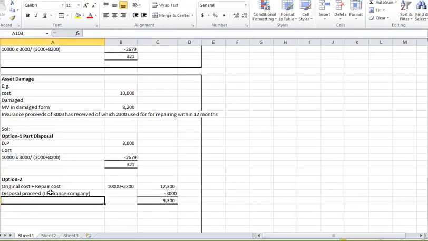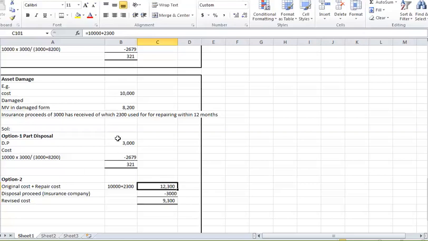This is the revised cost. You don't have to pay anything. You don't have to pay any tax. This is the revised cost of the asset. Whenever you sell this asset in the future, you will use £9,300 as the cost of the asset. That's it. So if you want to delay the gain, you can delay it. So your cost will be reduced. You can see original cost was £10,000, but now it is showing £9,300. So your cost has reduced.